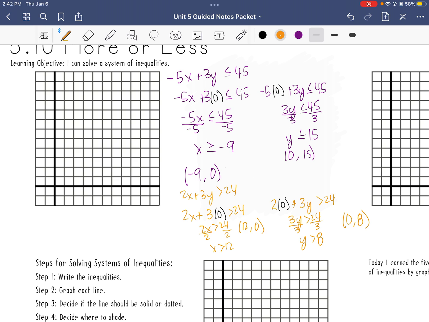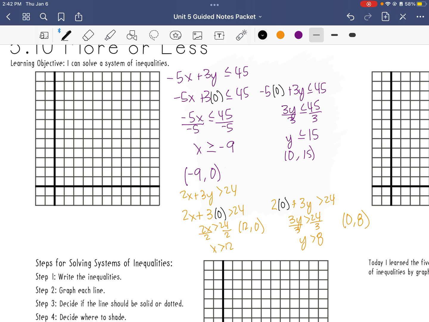So on the next one, I'm going to ask you to do this a little bit more on your own. I did this whole first one for you, but I need you to know how to do it for the second one too. So we have all these y-intercepts and x-intercepts. And we know that on our x-axis, we need to be able to hit negative 9 and positive 12. And on our y-axis, we need to be able to hit 15 and 8.